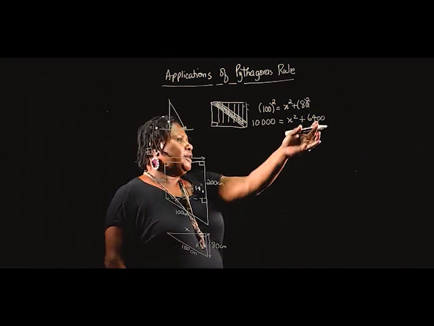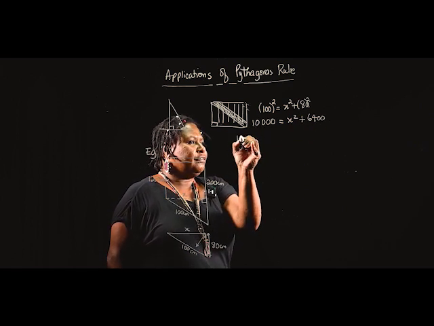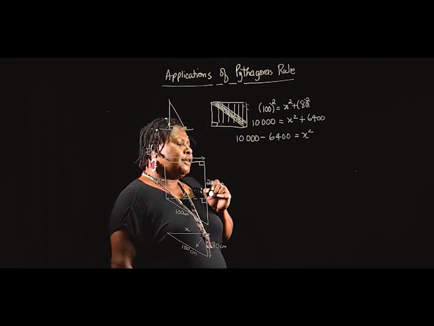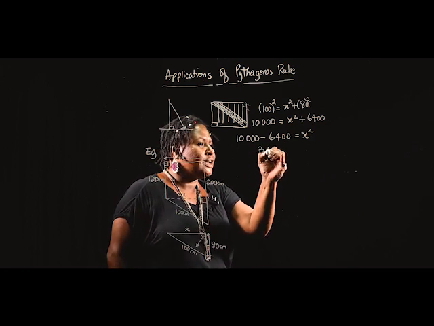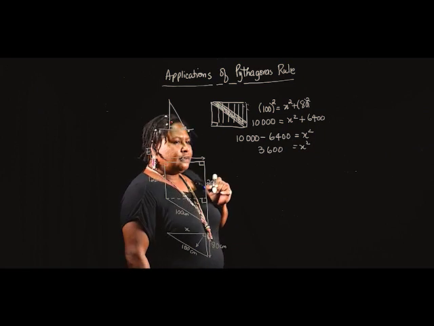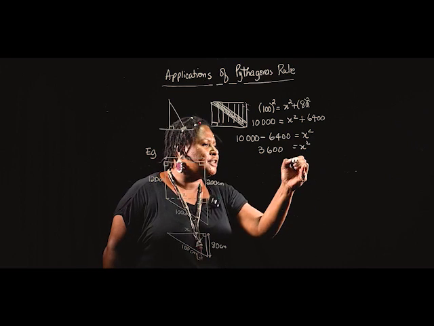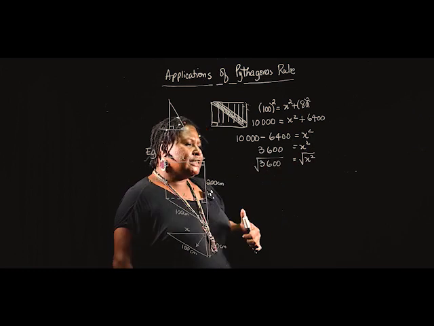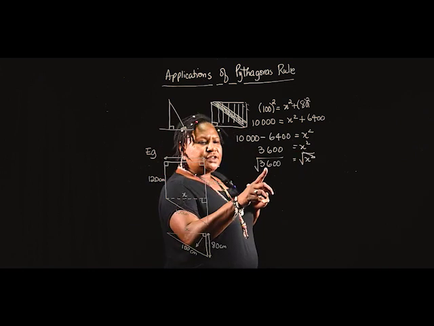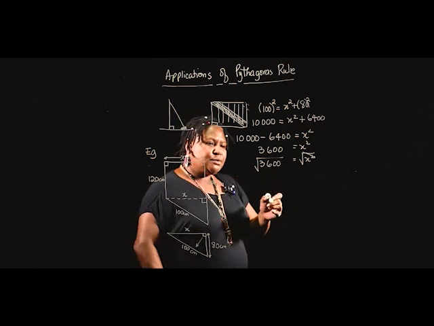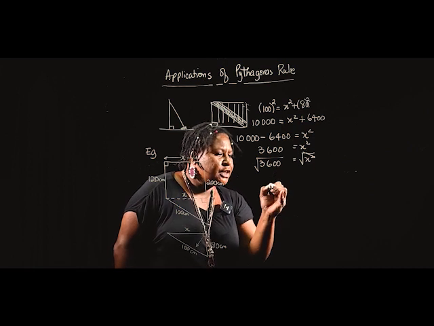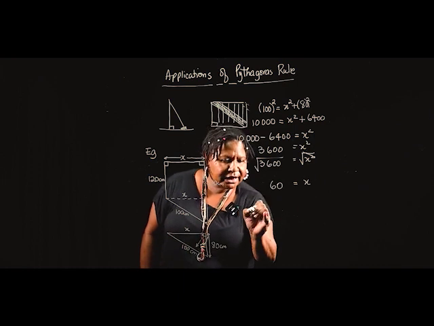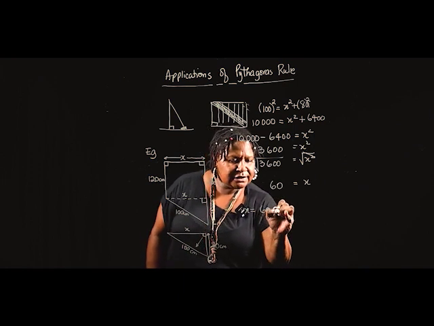which will give us 6,400. We need to bring 6,400 across to this side. So we have 10,000 minus 6,400 is equal to x squared. What remains after subtraction is 3,600 equal to x squared. Take the inverse operation here. We're going to find the square root of x squared and the square root of 3,600. This is going to cancel out. Now 3,600, you can see that is a square number. So the root of 3,600 will give us 60. So the missing side here, x, the distance is 60 centimeters.